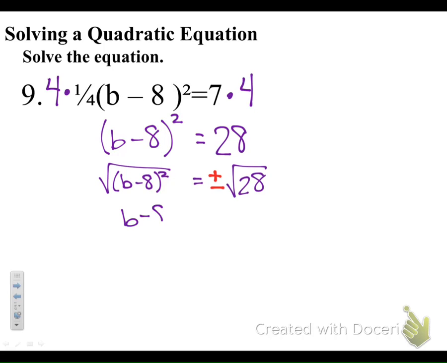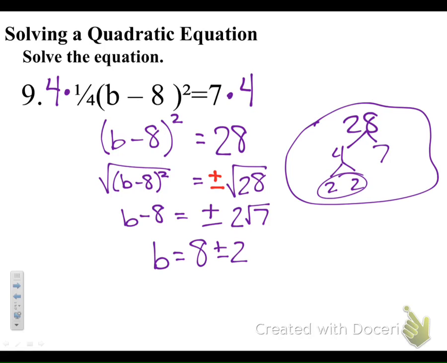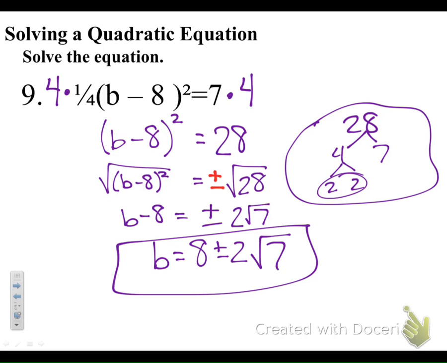But I've got a red flag. The 28 is not a perfect square, so I've got to have plus or minus. I'm going to have to simplify that root of 28. 28 has a factor tree. We should get a pair of 2's. It becomes 2 root 7. And I'm still going to add 8 on both sides. I'm just going to leave my answer as a radical expression.